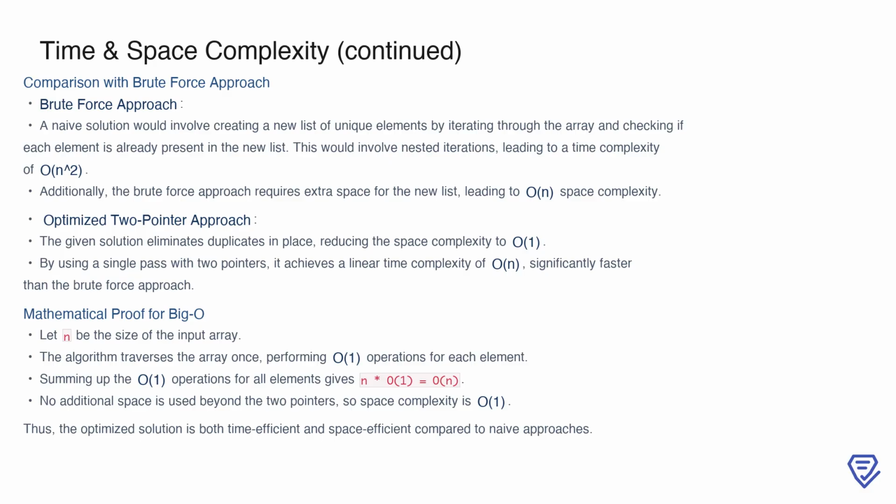In contrast, the optimized two-pointer approach eliminates the need for extra space by modifying the input array in place, reducing the space complexity to O(1). By maintaining two pointers and only performing a single pass through the array, the time complexity is significantly reduced to O(n). This makes the two-pointer method much more efficient in both time and space. Mathematically, the Big O analysis confirms this.